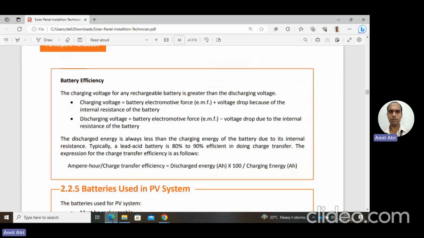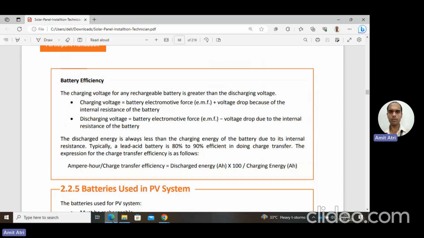Now battery efficiency. The charging voltage for any rechargeable battery is greater than the discharging voltage. Yes, of course, it is the charging voltage that will be greater than the discharging voltage. So charging voltage is equal to the EMF of the battery plus the voltage drop because of the internal resistance of the battery. Okay, that should be the charging voltage. Now in case of discharging voltage, it is the EMF minus the voltage drop due to internal resistance. So EMF plus voltage drop due to internal resistance is the charging, and minus is the discharging.